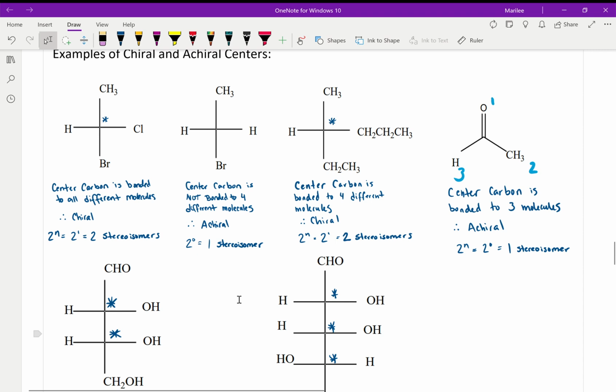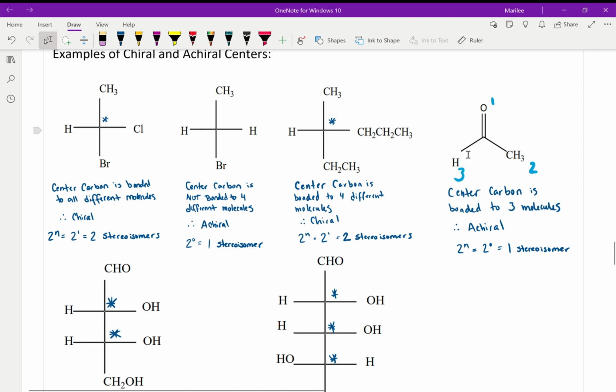Our second example, you see here we have the 2 hydrogens. So our center carbon is obviously not bonded to 4 different groups. Therefore, it's achiral. So we do not have a chiral center. That's where we get the 0 from. So 2 to the power of 0 is equal to 1. Therefore, we have 1 stereoisomer. The next example we have, similar to our first one, center carbon is bonded to 4 different groups. That's why it's chiral.